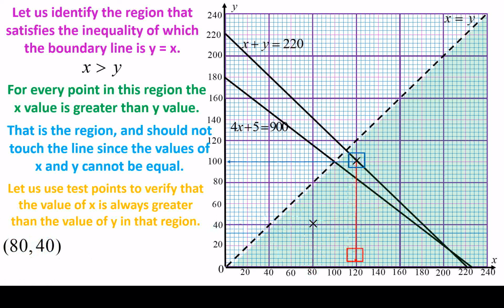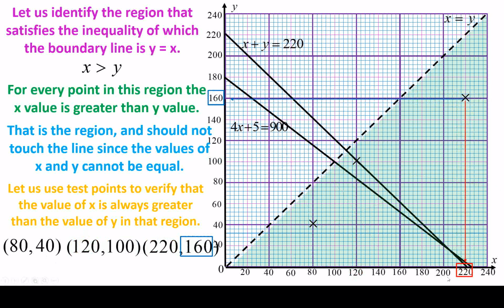Here comes the other one. The value of x is 120 and the value of y is 100. The value of x is also greater than the value of y in this case. And a third and final test point, the value of x 220, the value of y 160. We see there clearly for every single point that we identified in the region, the value of x is greater than the value of y.